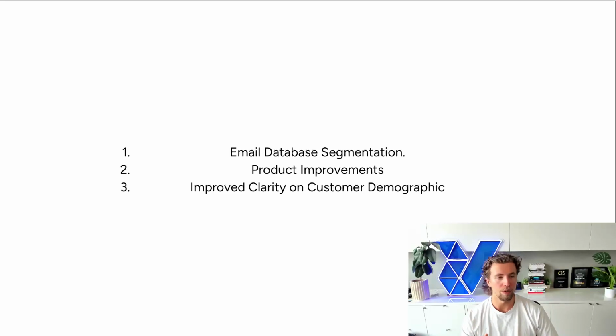And then number three, which I've touched on briefly there, is improved clarity on the customer demographic. So now you can start to understand, why are people actually buying the product? Are they buying it as a gift? Are they buying it for a partner? Are they buying it for a knee injury, a neck injury, a headache? The list goes on. You can start to get very, very granular with exactly why people are buying the product, who they're buying it for, which then informs the marketing strategy on the front end for new customer acquisition.